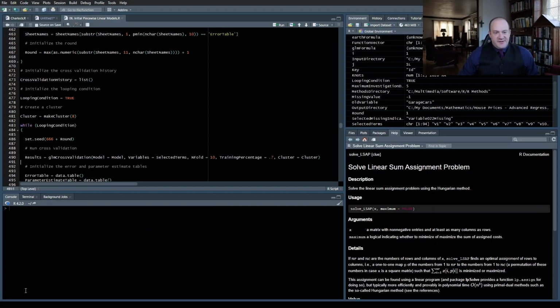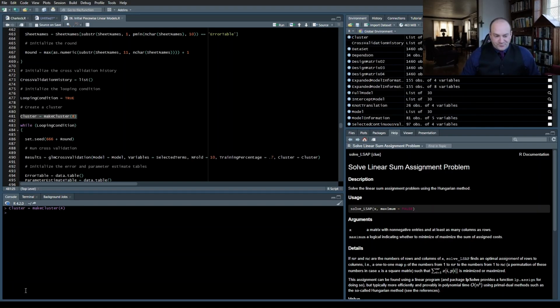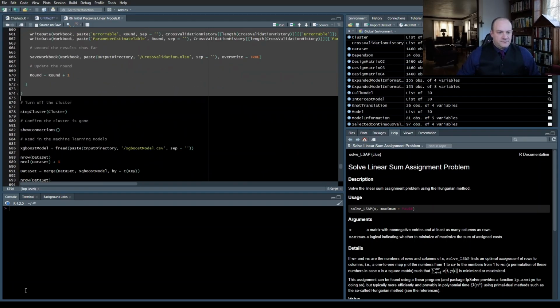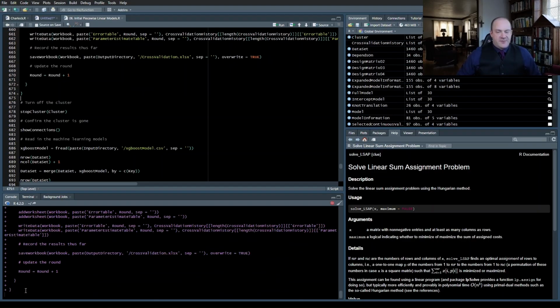So among other things, the GLM cross-validation here does take a cluster as its argument. This thing is a parallelized cluster of 8, though not on this computer. It did the work originally on a bigger machine. We'll just do a cluster of 4 here. So we'll make a cluster of 4, and now we'll let this loop go. And away it goes.